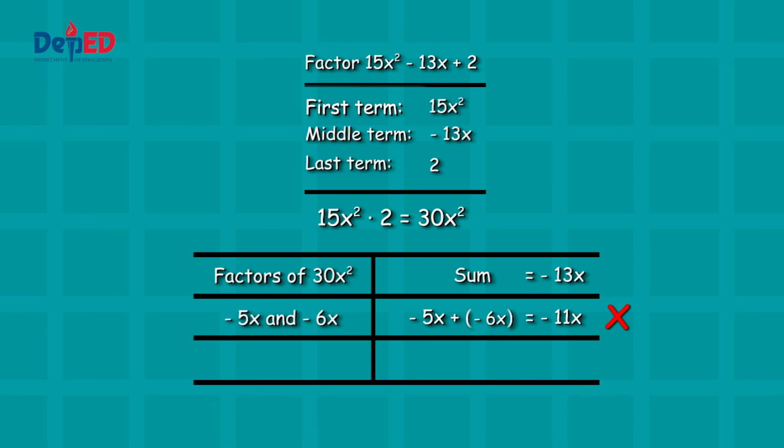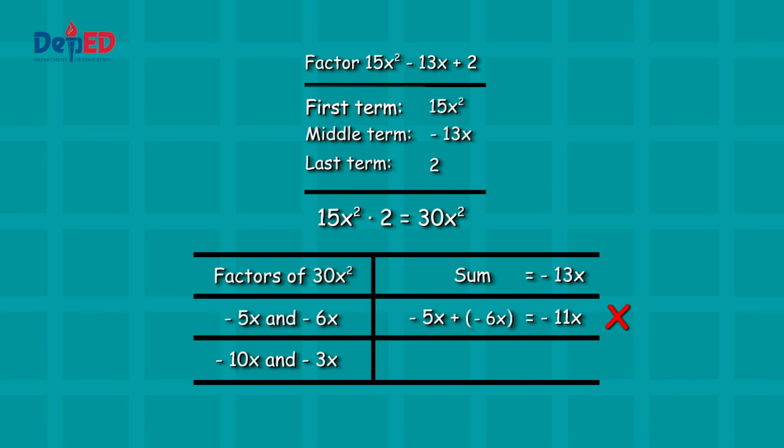It means that we got the wrong factors. Can you think of other factors of 30x squared? Let us have negative 10x and negative 3x. Can you add these two expressions? Their sum is negative 13x. It means that we got the correct factors.